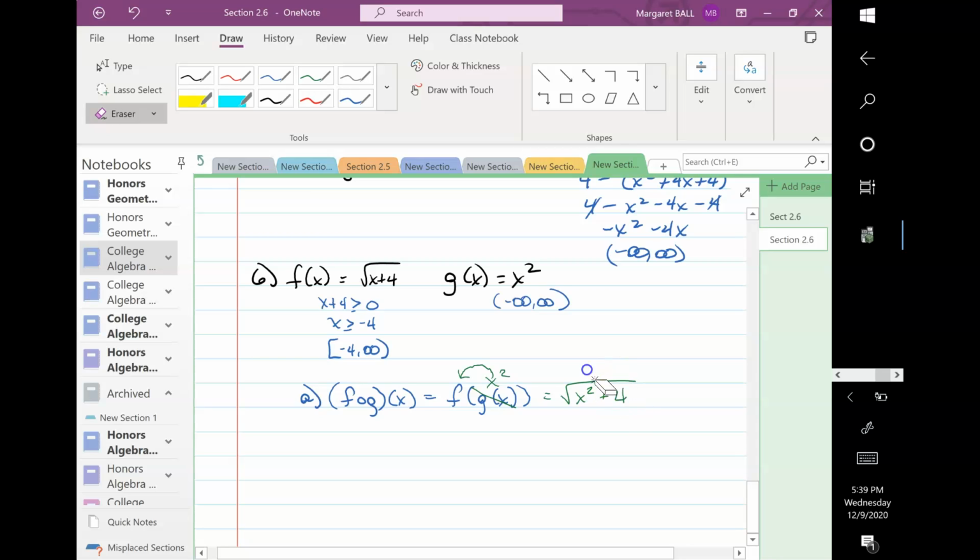A lot of people think that they can take the square root of x squared and take the square root of 4, but you can't do that because that plus sign is there. That's your answer. It's the square root of x squared plus 4. But let's talk about the domain. We have to look at the intersection of these two things. So let's graph it. Negative infinity to infinity is the whole line. But from negative 4 to infinity is just this portion. So the domain of this is negative 4 to infinity.